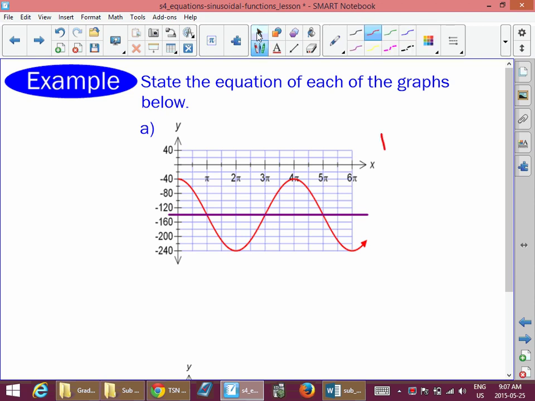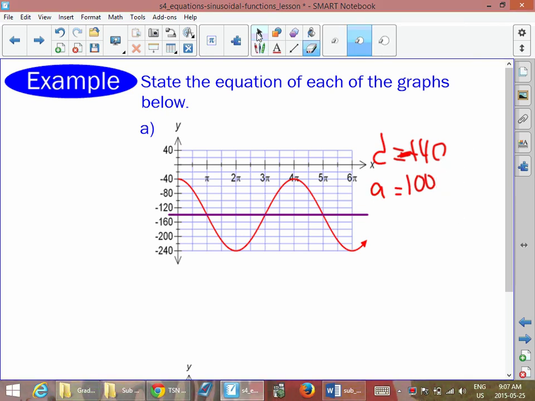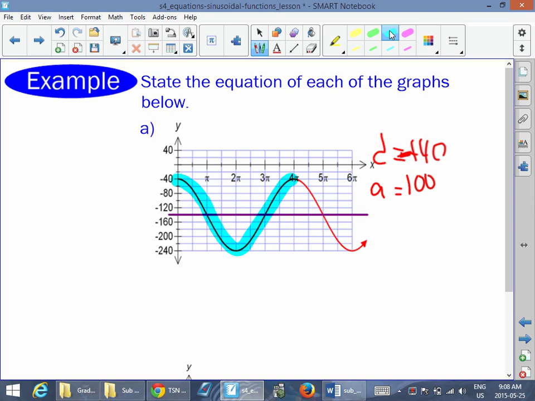So I've got D equals negative 140. A would be the distance from there. A would be 100. That's 100, not 1,000. So there we go. Good. Now we got to worry about the B value and the C value. The B value is interesting because I want to talk about what we see here. We see a graph that starts here, comes down, goes all the way back up, and then stops.